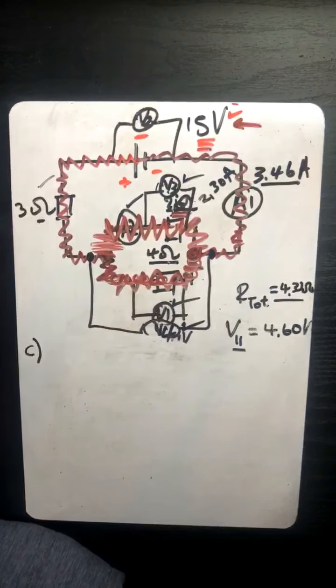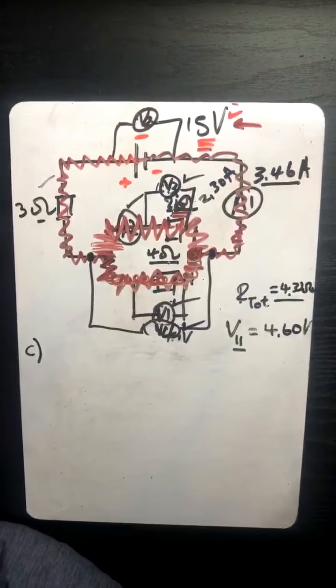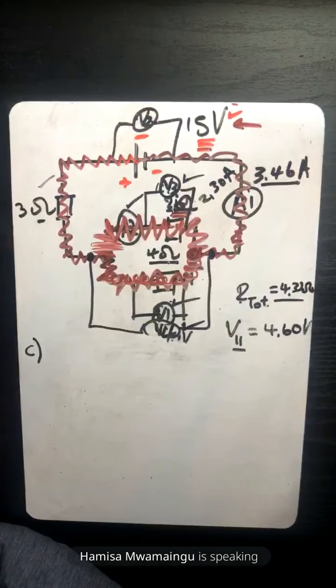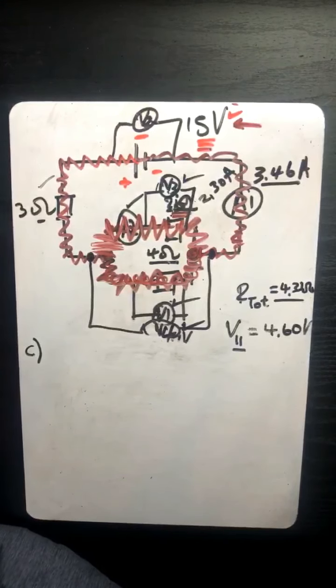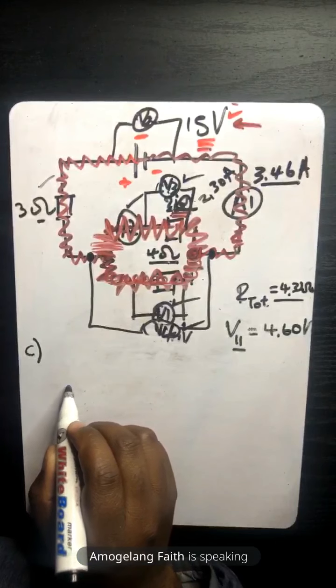Answer? Yes, go for it. It's total current minus the current we just found. Yes. Okay, we just said V equals IR.